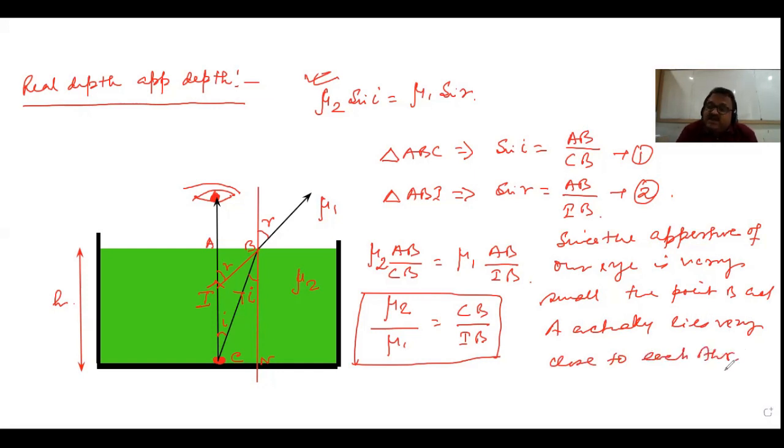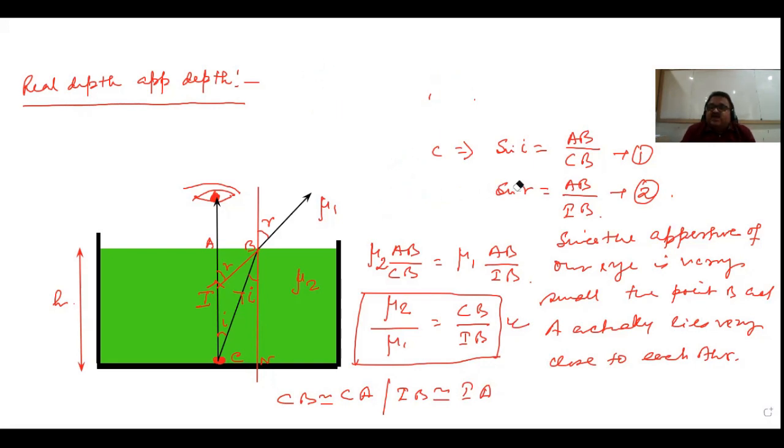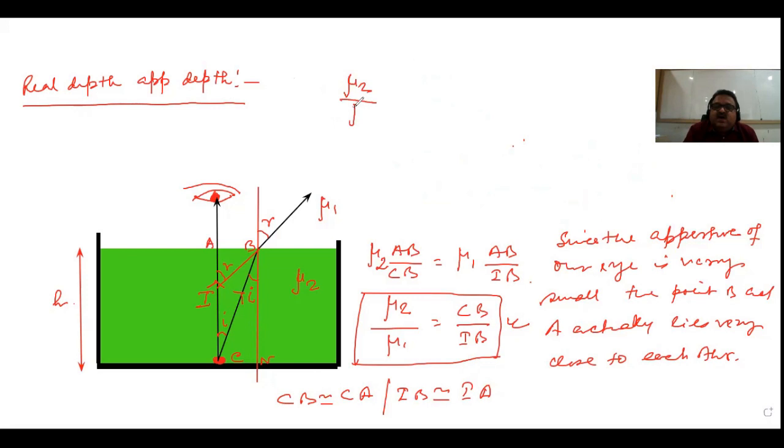Okay. So on the basis of this approximation, if B and A are very close, we can replace this CB approximately by CA, and this IB approximately by IA. If I apply this approximation in this relation, the thing comes like this: mu2 by mu1 is equal to replacing CB by CA and IB by IA. Watch this.